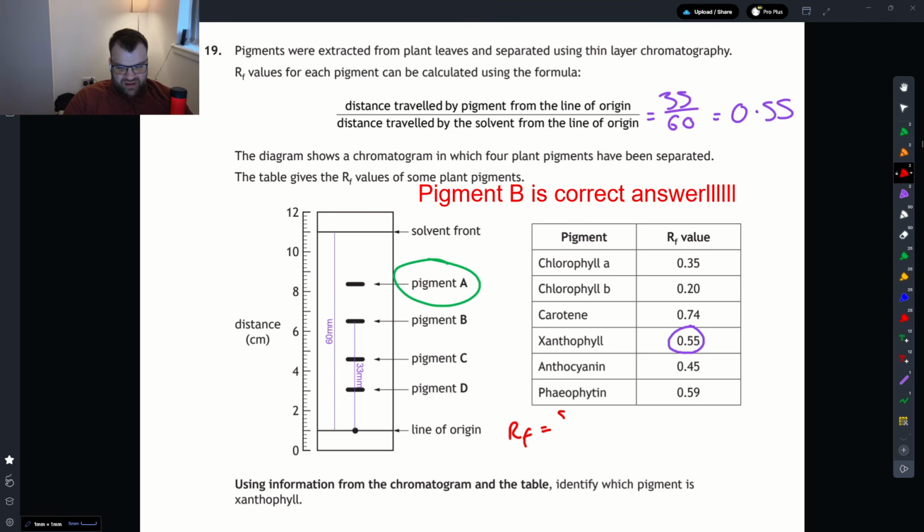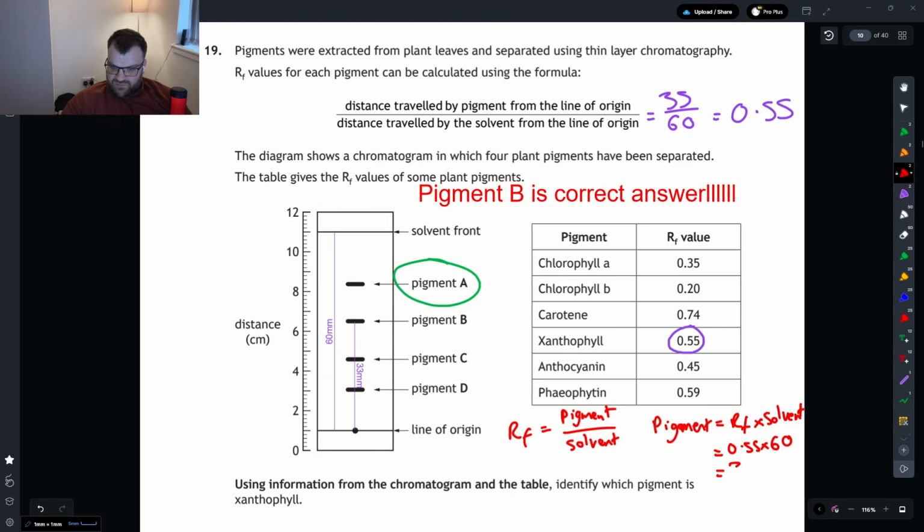Another thing that we could do is work backwards. So if RF is the distance of the pigment over the solvent, well then the pigment, doing some rearranging, is going to be RF times the solvent, and then that's going to be 0.55 times 60, which gives 33 millimeters. We can then go and look at the one that's at 33 millimeters.